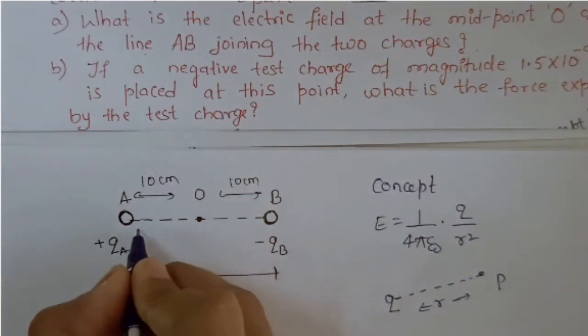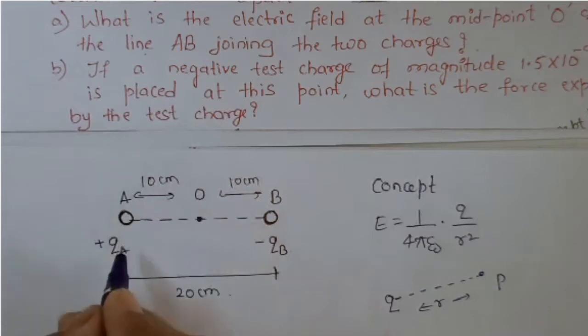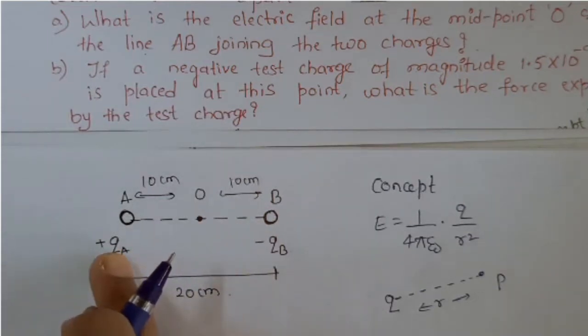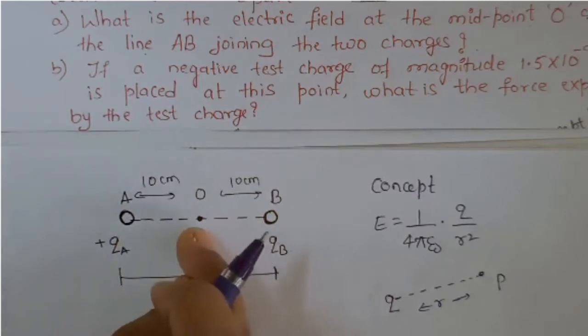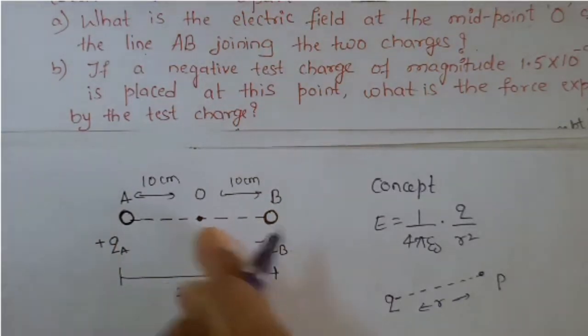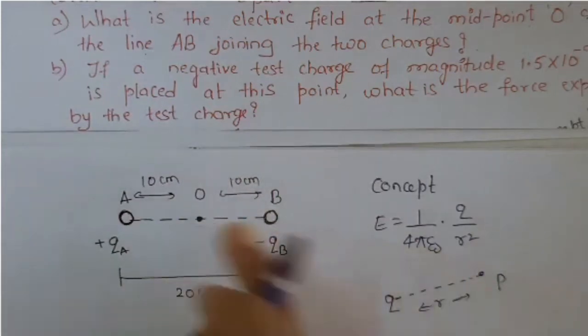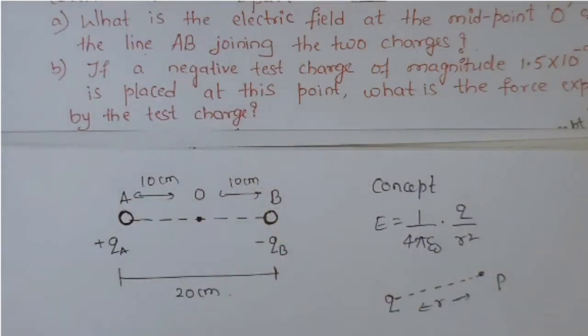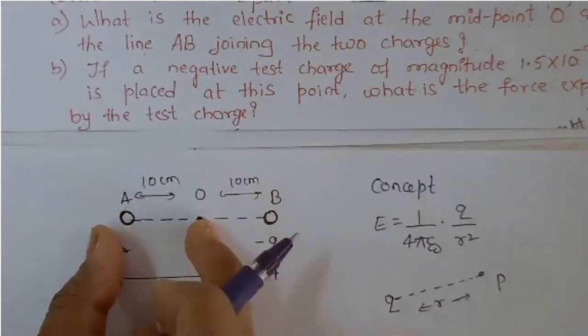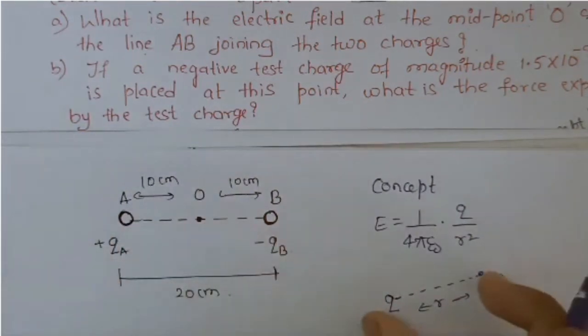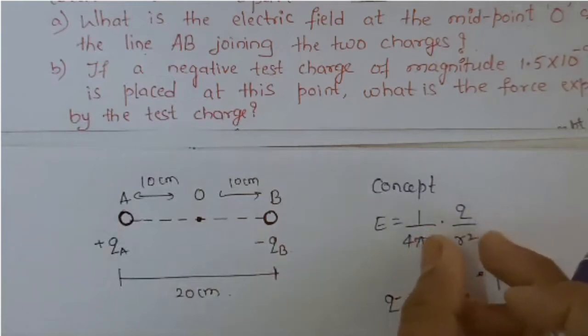So this distance you have to take while calculating the electric field due to QA. Where do you have to find the electric field produced by QA? You have to find it at point O, just like P resembles O. So you have to take the distance AO, just like this distance you are taking over here to define the electric field.